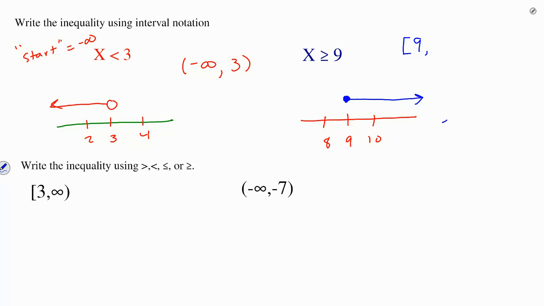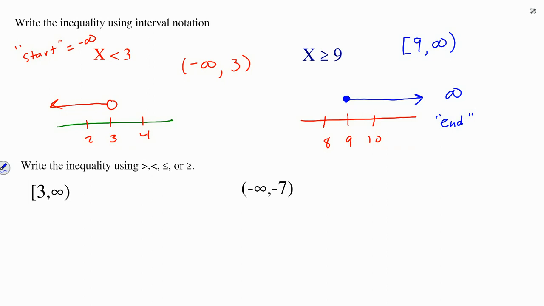And then my end, quote unquote, we never actually reach the end because I keep going right and right and right and right. So what's over here is I keep going right forever. Well, that's infinity. So my interval is 9 with a bracket to infinity with a parenthesis. Again, we never put a bracket around infinity because we're never going to get there. That's not how that works.